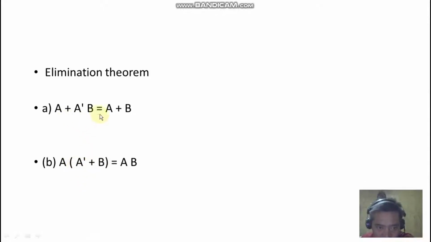Pag nakakita tayong ganitong forma, may A plus A prime, tapos may katabing variables dito, gawin na natin A plus yung katabing variable. Ganun din dito. AB na lang yan. A prime plus B, tapos multiply by A. Pag nakita natin ganitong forma, AB na yan. So, try natin apply.